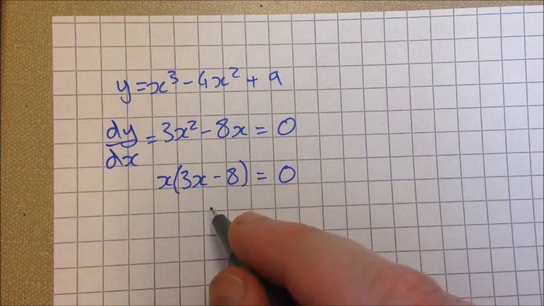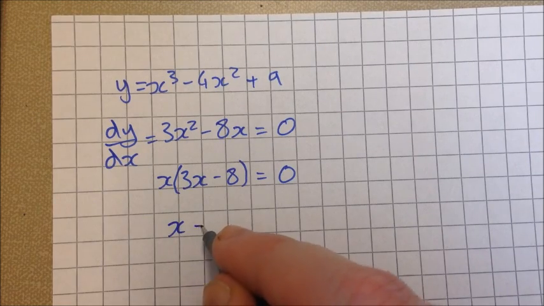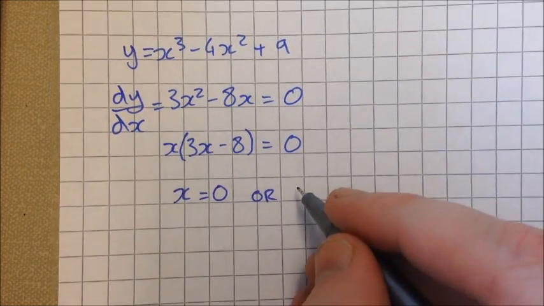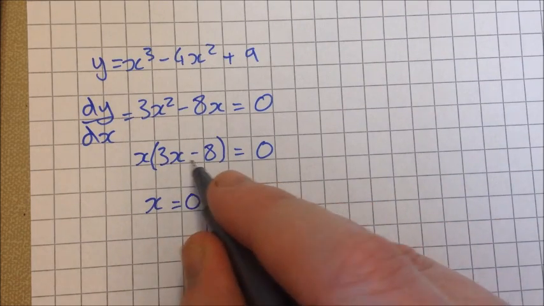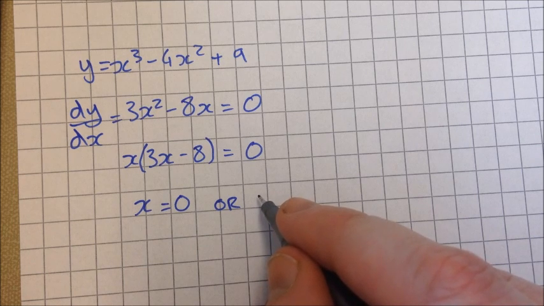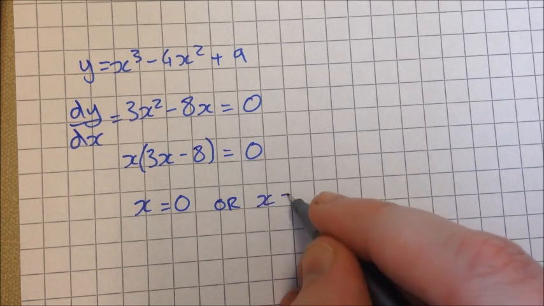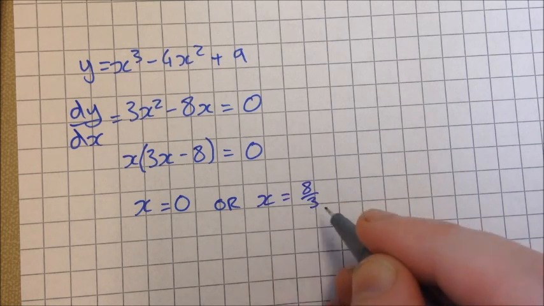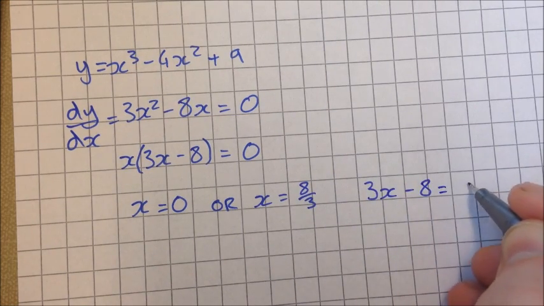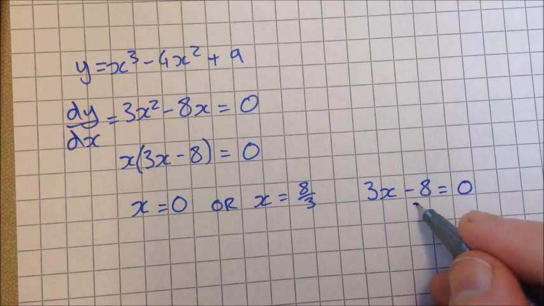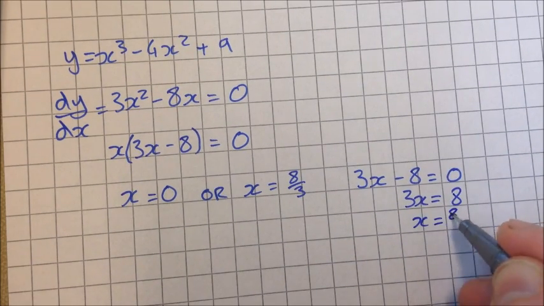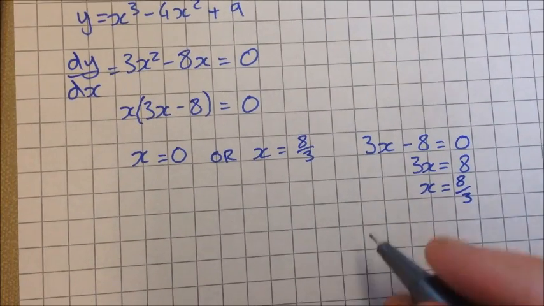In the brackets there. So our two solutions to that: either the thing at the front can be 0, or 3x could equal 8, and 8 take away 8 would be 0. So if 3x equals 8, then x equals 8 thirds. I'll just show you how you do that, just in case that is causing you any problems. If we want that bracket to equal 0, 3x equals 8, x equals 8 thirds.